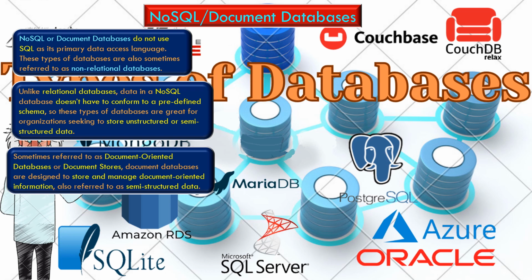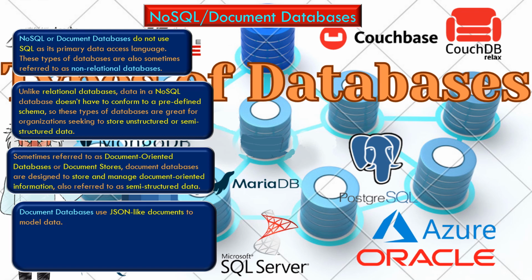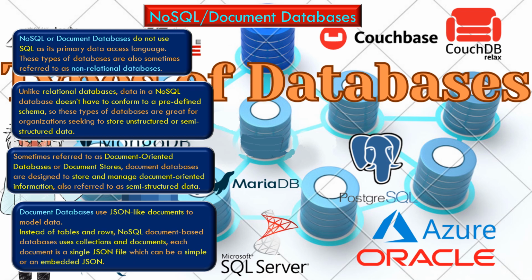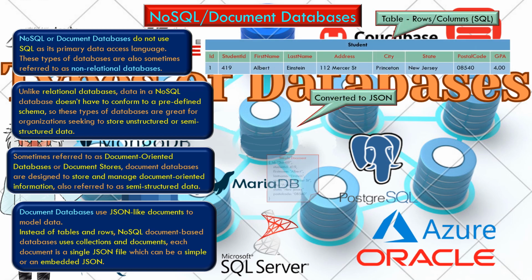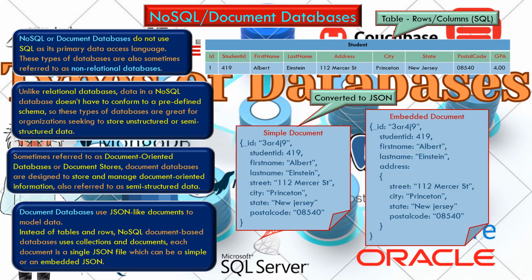Document databases are designed to store and manage document-oriented information, also referred to as semi-structured data. Document databases use JSON-like documents to model data. Instead of tables and rows, NoSQL document-based databases use collections and documents. Each document is a single JSON file, which can be a simple or an embedded JSON. Here is an example of an SQL table with columns and rows converted to a JSON document, and an example of an embedded JSON document.